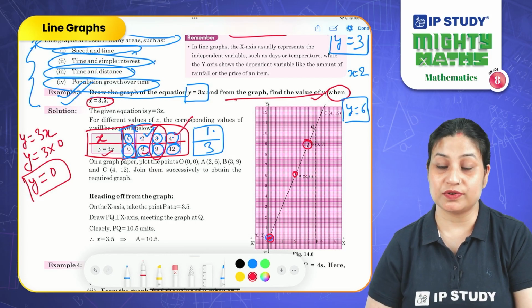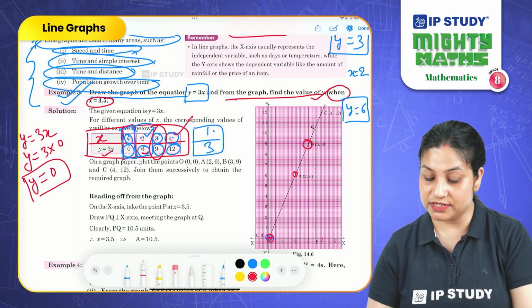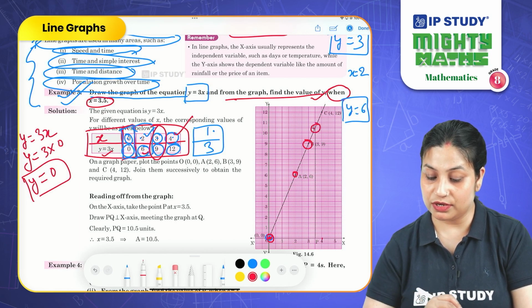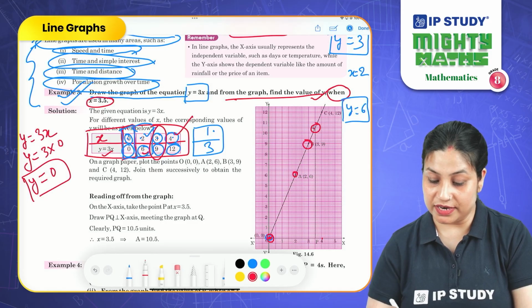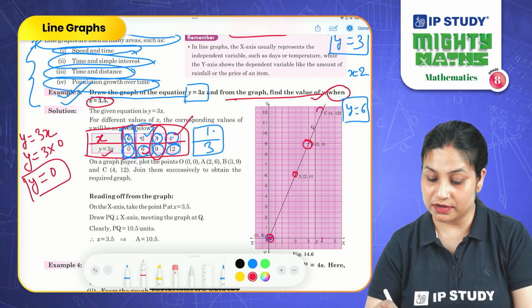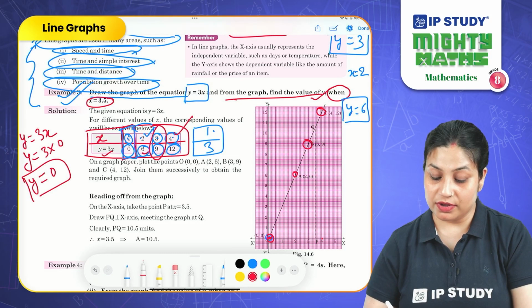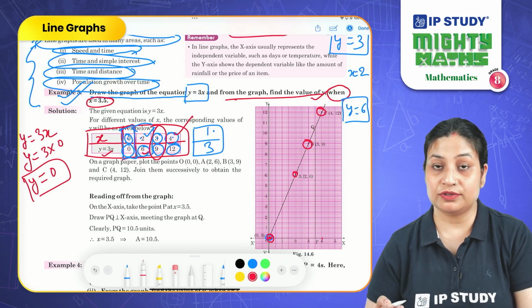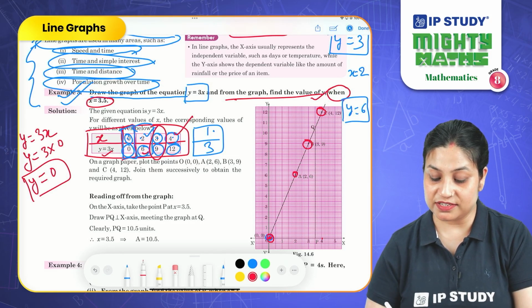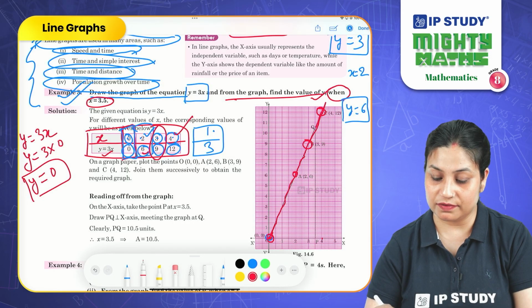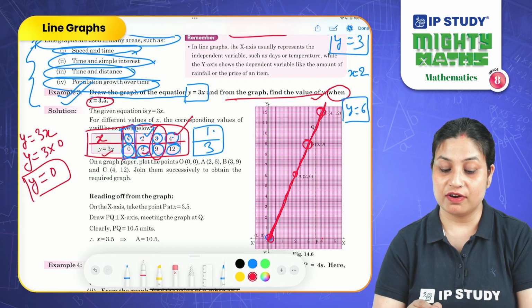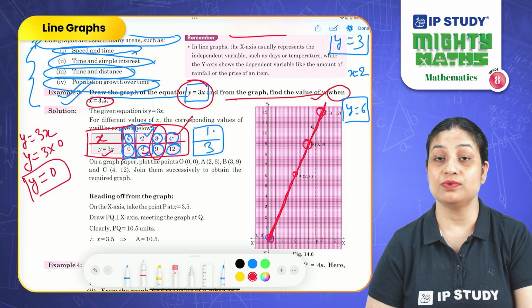Next is 4 and 12. So again, the 4 is here, and if you go over here, you will get 4 and 12 over here, right? So if you draw a line which is passing through these points, you will find that you will get a straight line over here, right? So this is the line graph for this equation y equals 3x.